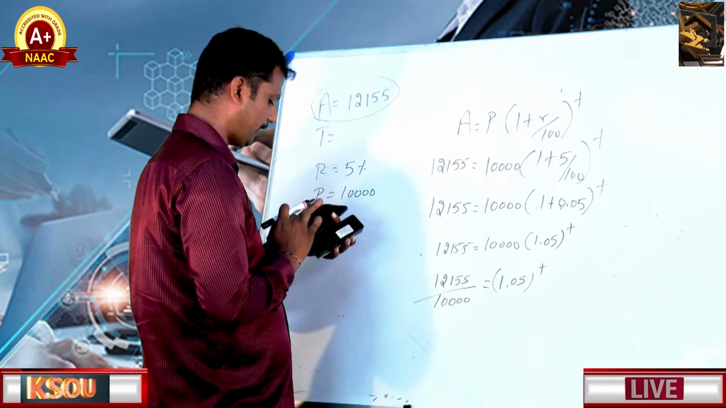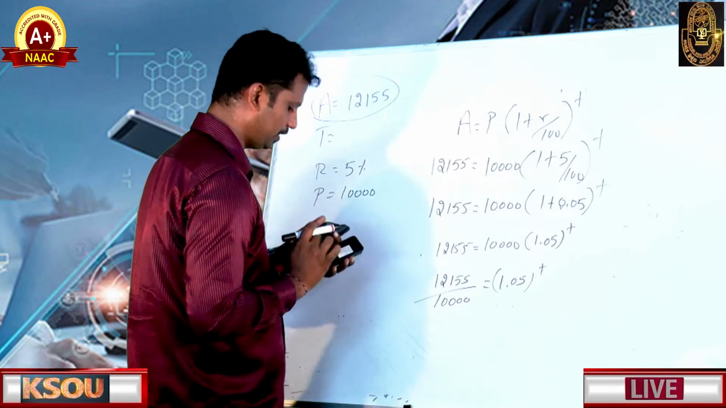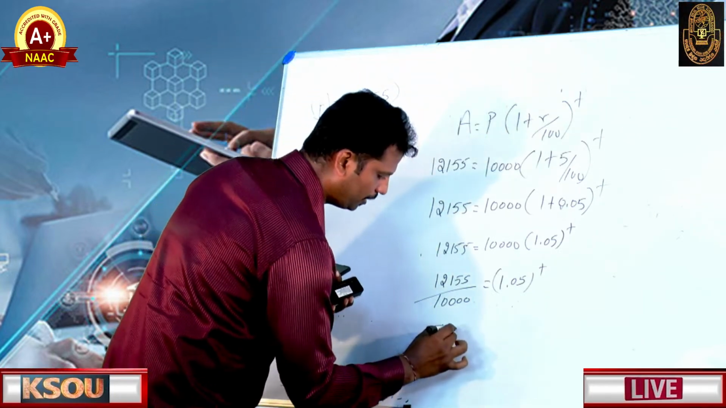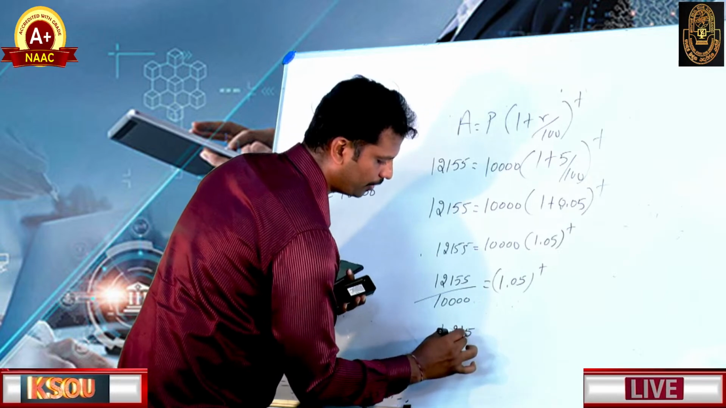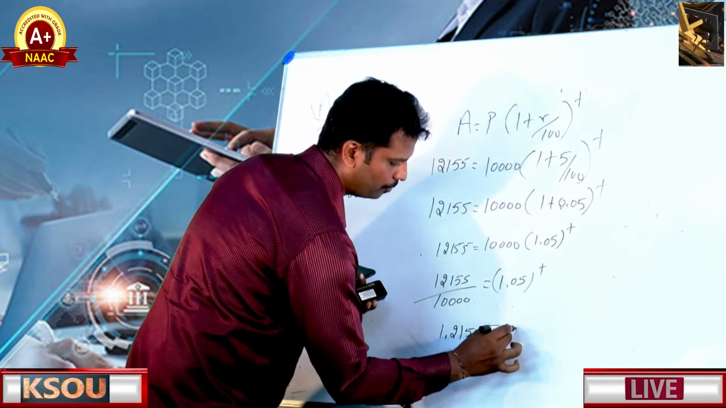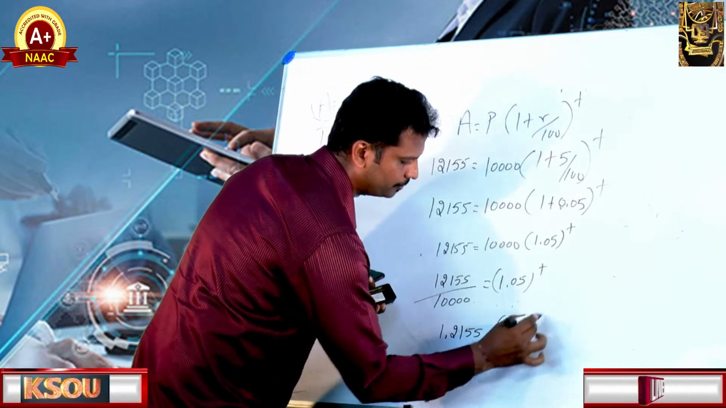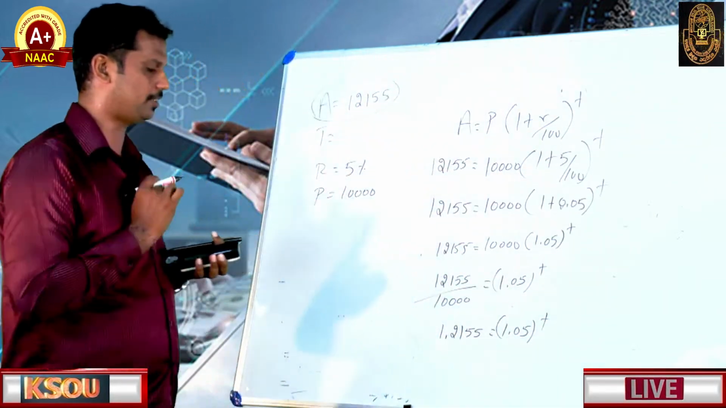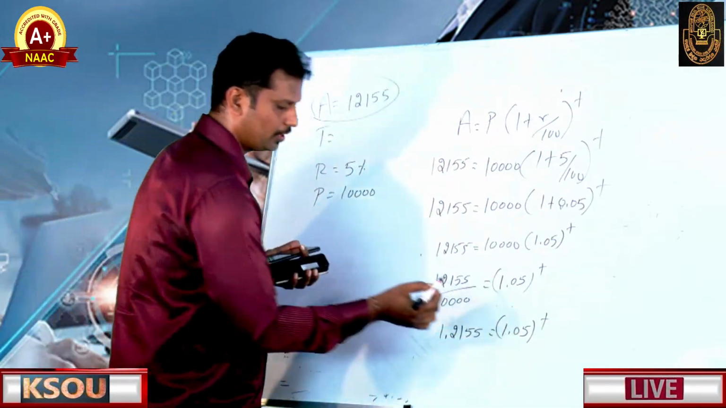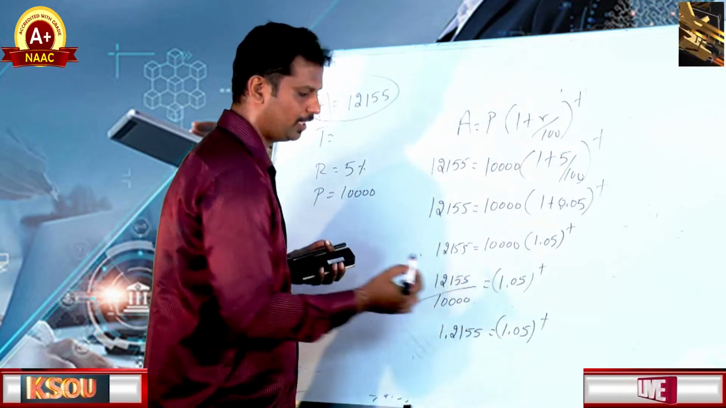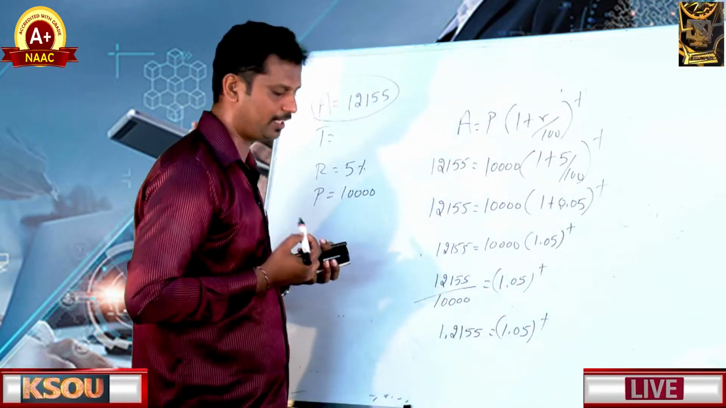12,155 divided by 10,000. Is it right? The value will be 1.2155, which equals 1.05 to the power of T. So then what is the next step? Very simple. You know the base value. Now you should find out the T value, is it right?